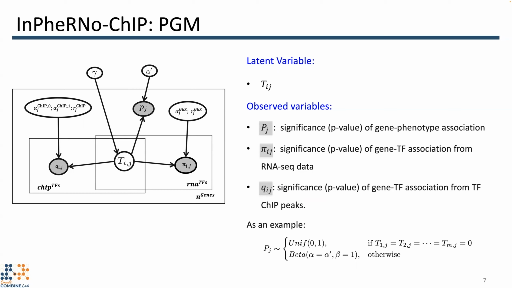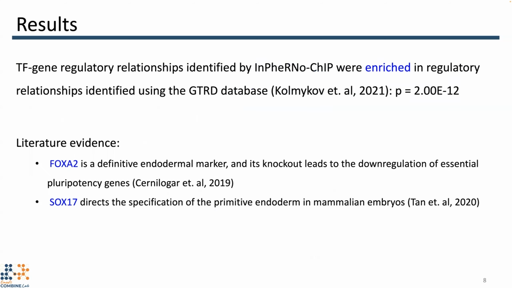We then use a causal directed acyclic graph to model the conditional dependencies between those observed variables and our predefined latent variable Tij. We run Markov chain Monte Carlo sampling to generate posterior samples of the latent variable Tij and form an initial graph. In terms of how we model the conditional distribution of each variable, we will cover it more in our poster session. As an example, the conditional distribution of each Pj, which represents the gene-phenotype association, can be modeled as either uniform or beta distribution depending on the value of Tij.